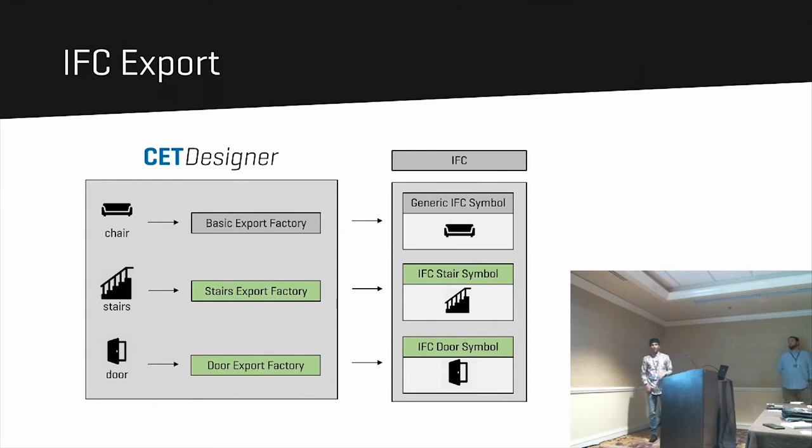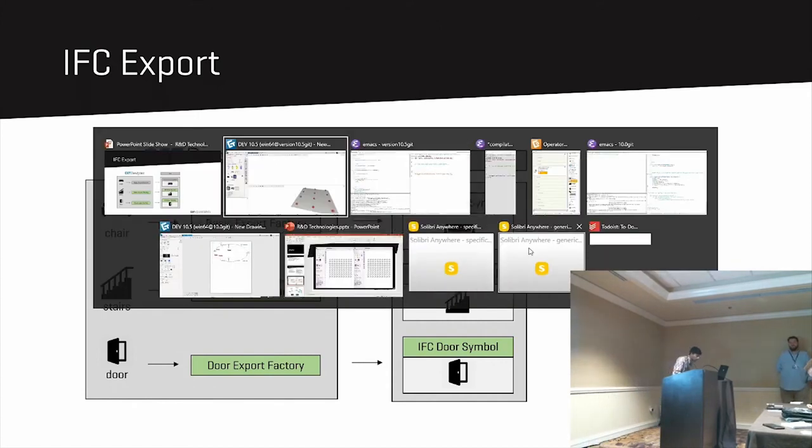But now you have the chance to register your own export factory to get the properties to persist on export. So now I can export my flight of stairs and have it appear as a specific IFC stair symbol. And same goes for my door. I can export my door and have it appear as a specific IFC door object. I have 2 examples for you.